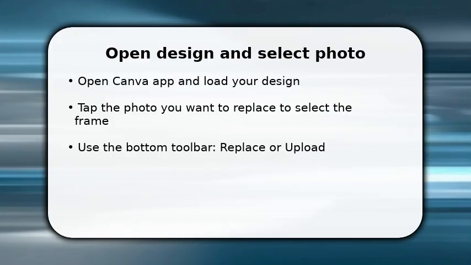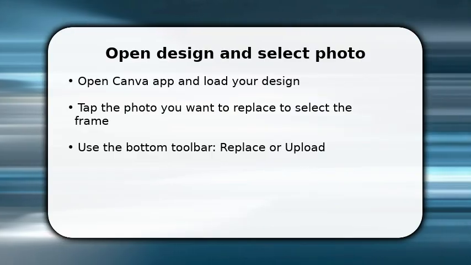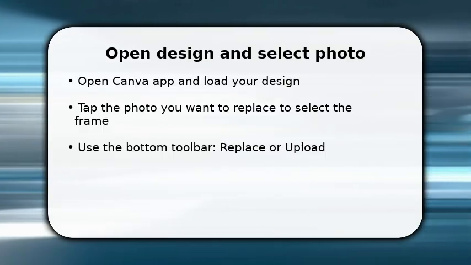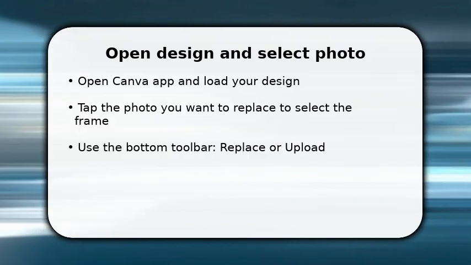You start by opening the Canva app and loading the design that contains the image you want to change. Tap the existing photo so the frame highlights and the bottom toolbar appears. This ensures you're editing that specific element. Then choose Replace if you want Canva stock or Upload to add your own file. Once done, the app shows image options and your uploads.